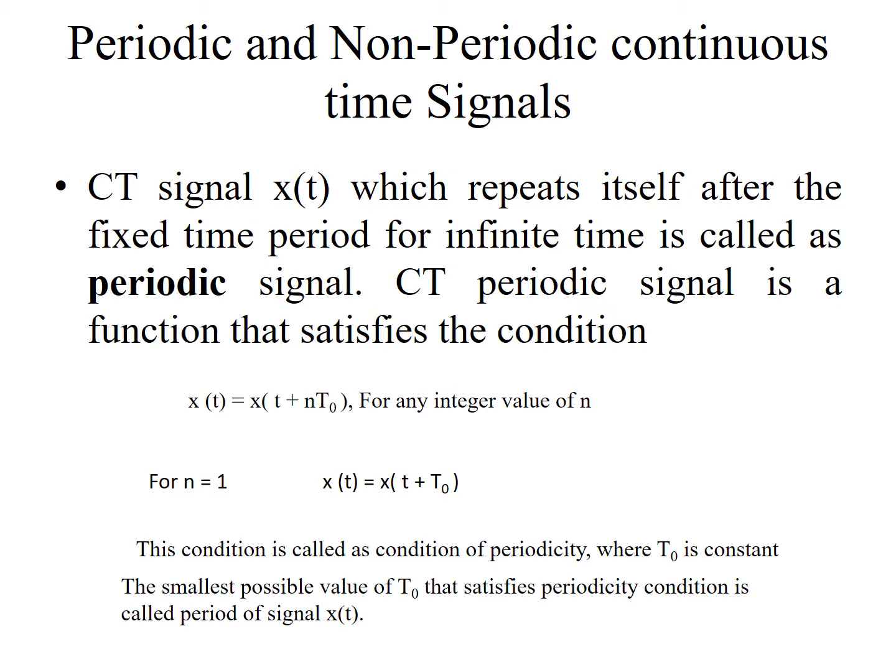A continuous time signal represented by x of t, which repeats itself after a fixed time period for infinite time, is called a periodic signal.